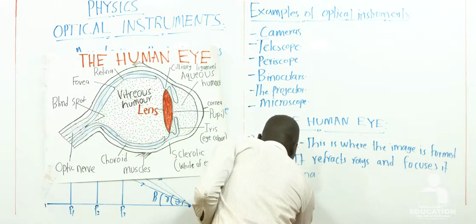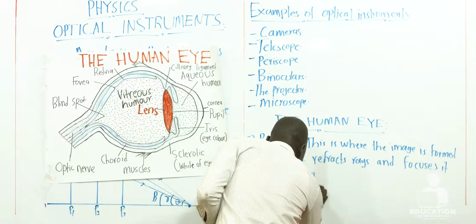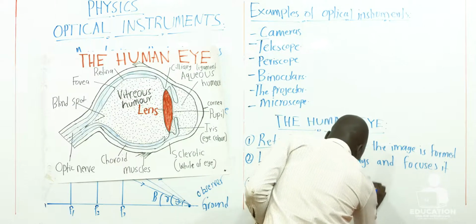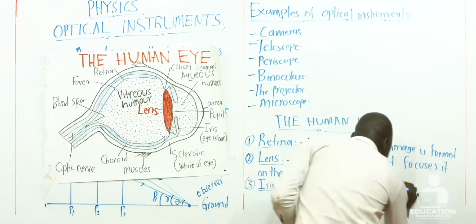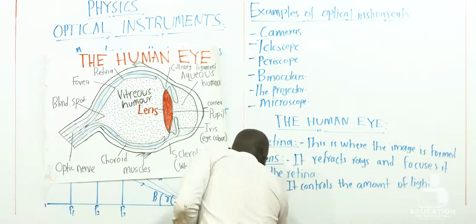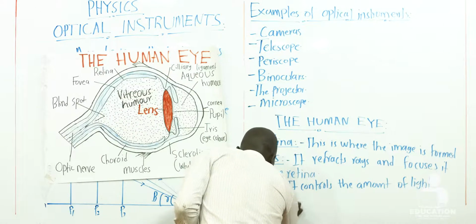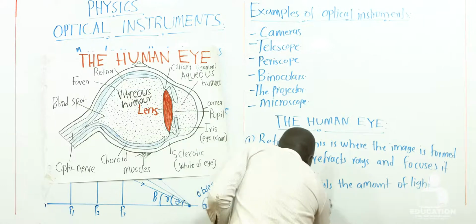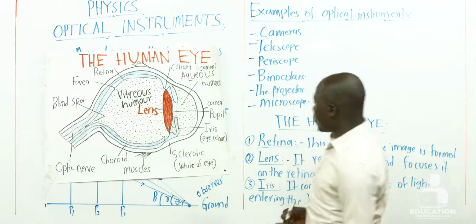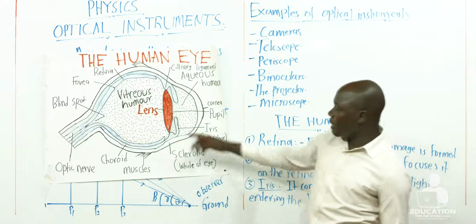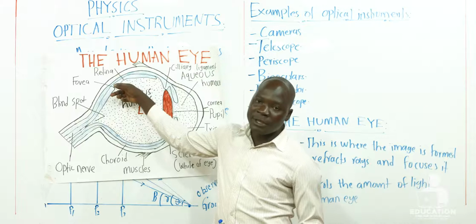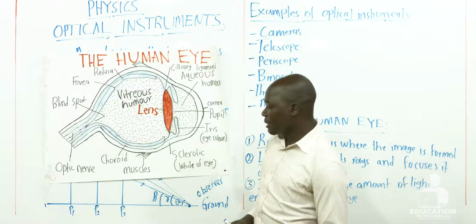So it controls the amount of light entering the human eye. Which means the amount of light entering the human eye will also determine the brightness of the image that will be formed on the retina.